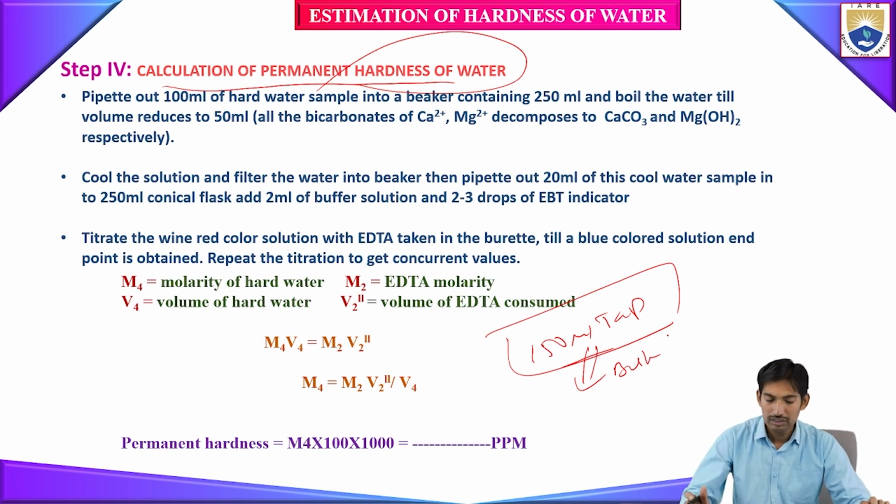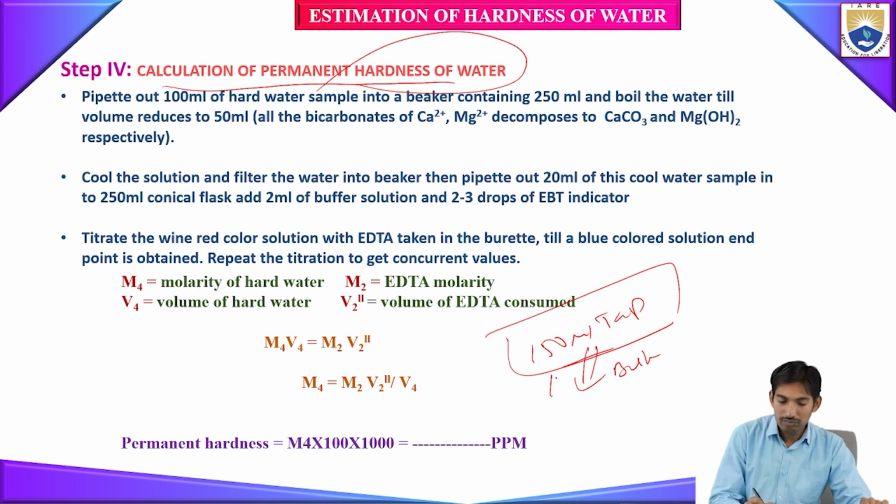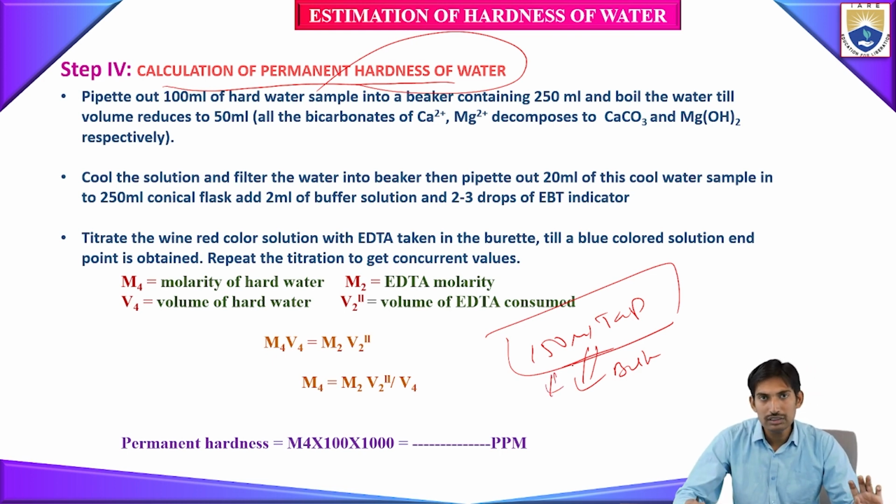If you boil, what happens? Tap water contains temporary hardness causing salts like calcium bicarbonate and magnesium bicarbonate. If we boil this solution, the calcium bicarbonate converts into calcium carbonate and releases carbon dioxide, and magnesium bicarbonate on boiling converts into magnesium carbonate, magnesium hydroxide and carbon dioxide is released. Now calcium carbonate and magnesium hydroxide are precipitates, so simply by filtration we can remove the temporary hardness. In that water, what is left? Only permanent hardness is left. After filtration we will get only the permanent hardness of water.